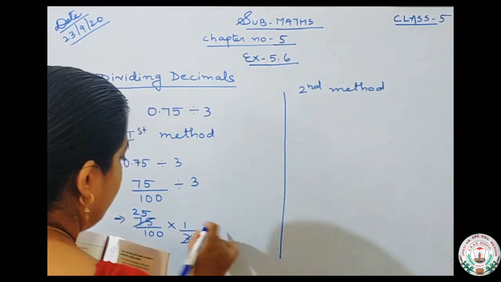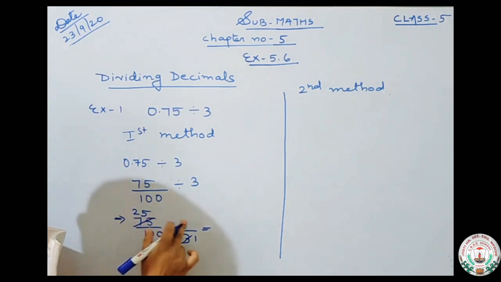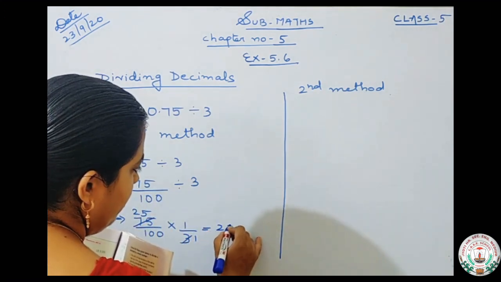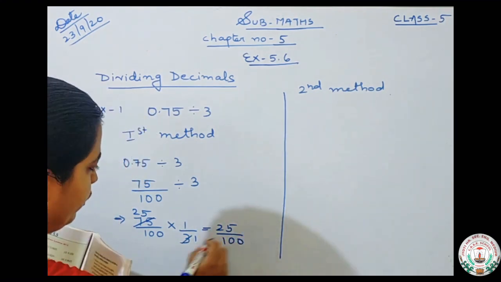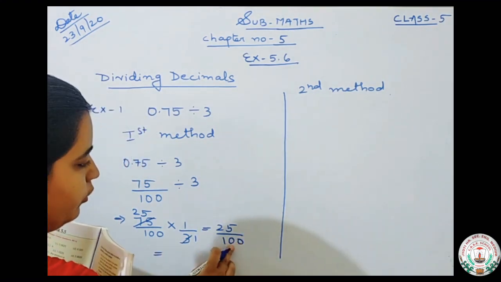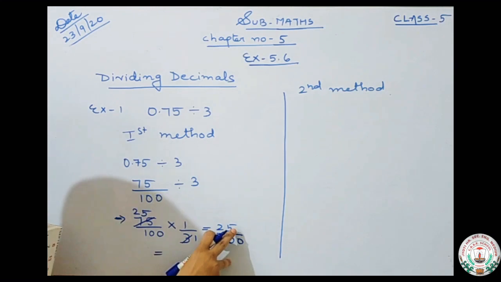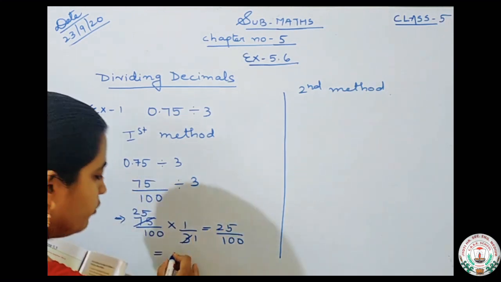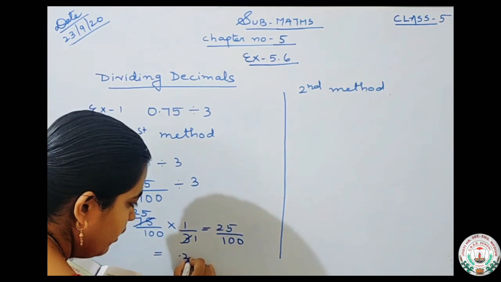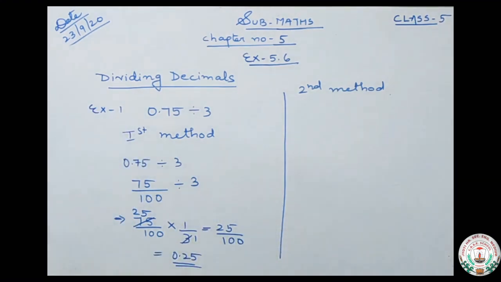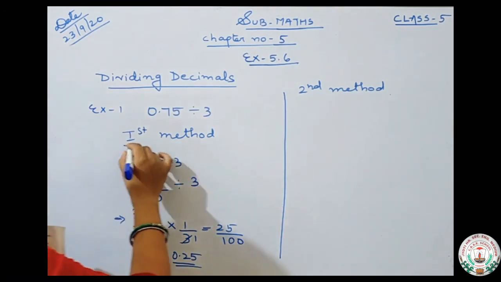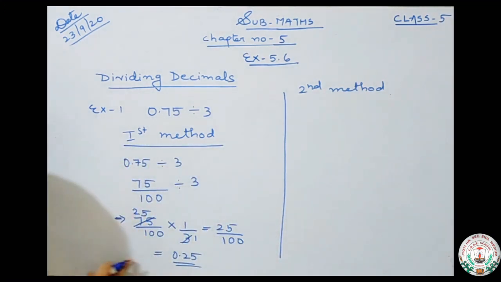So what is our answer when we will multiply? 25 into 1 is 25 upon 100. Again you have to put into the decimals. 2 zeros are there, so last you will count last two numbers 1 and 2. So before 2 one decimal will come, 0.25. This is your answer, and this is our first method. By this method also we can solve.